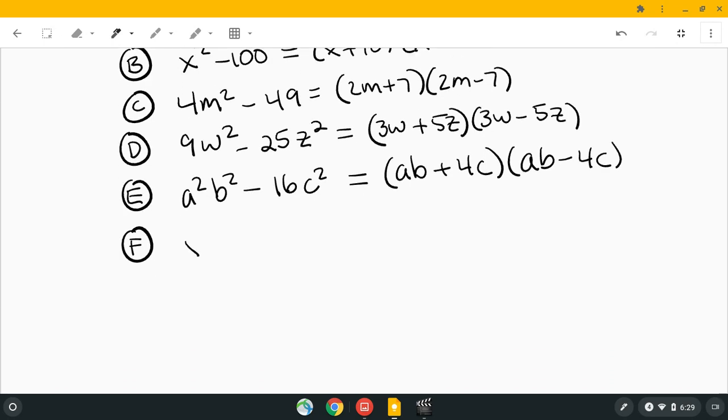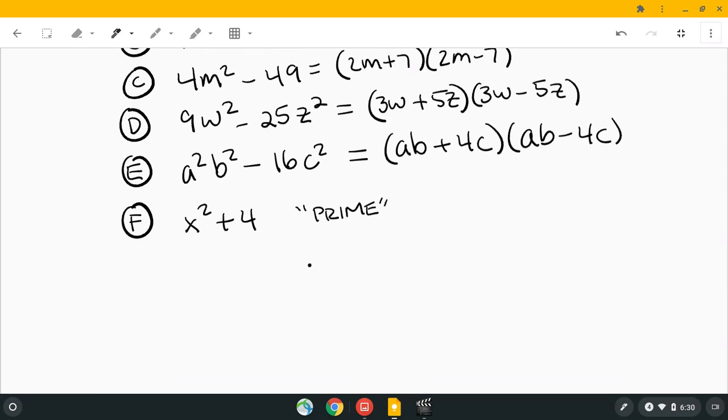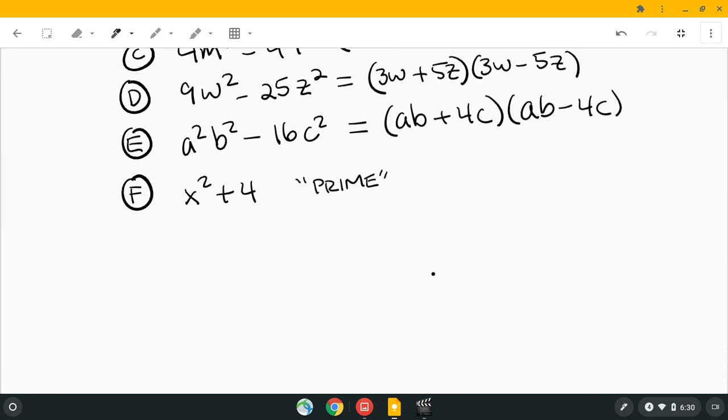And what about this one? If you're giving me an answer, there's no answer. This is not factorable. This is the sum of two squares, not factorable with real numbers. You can say not factorable, or we can say it's prime. Just like 7 is a prime number because we can't factor it other than 1 times 7, right? Same thing with this. This is prime. We can't factor this like these guys, except for 1 times x squared plus 4.